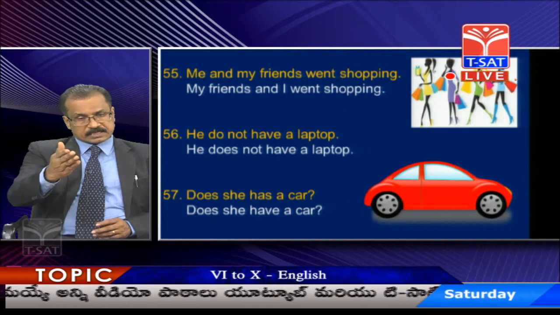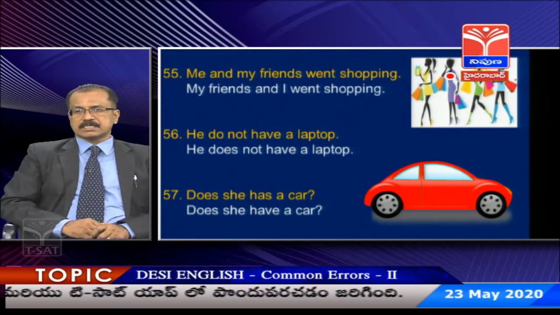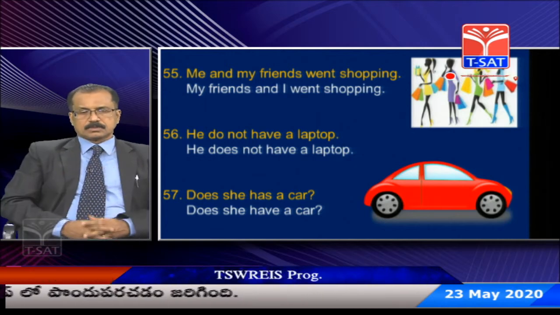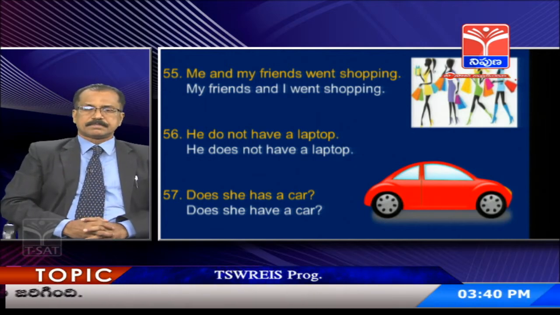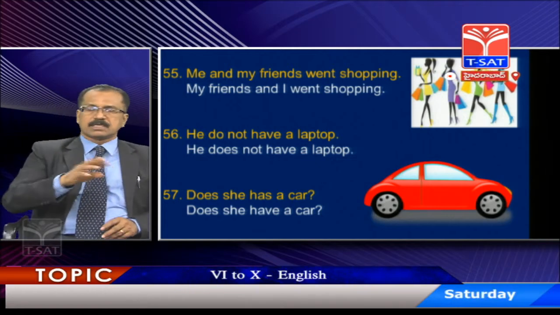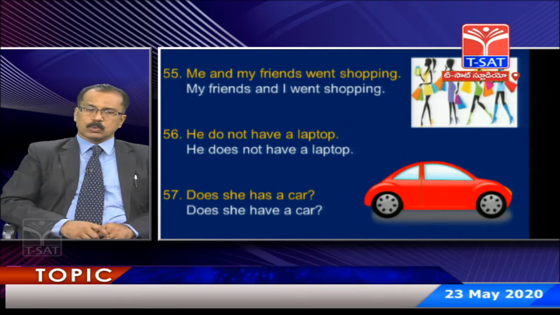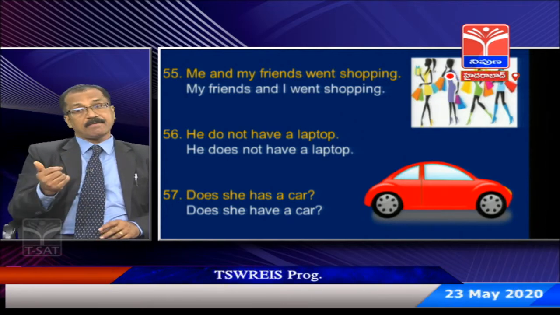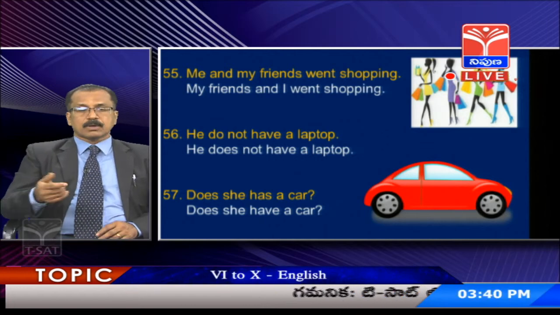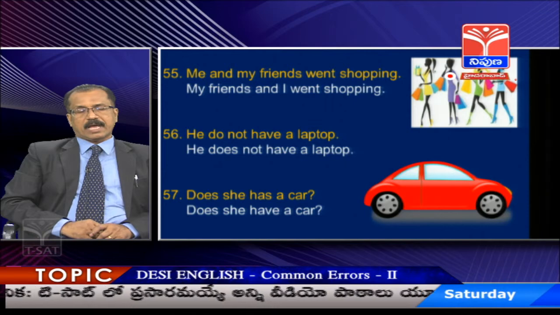The last sentence you see: does she has a car? Again, it's a redundancy. Don't use both does and has. No. You should say, does she have a car? Here you use have because you used does in the beginning. Does she have a car?